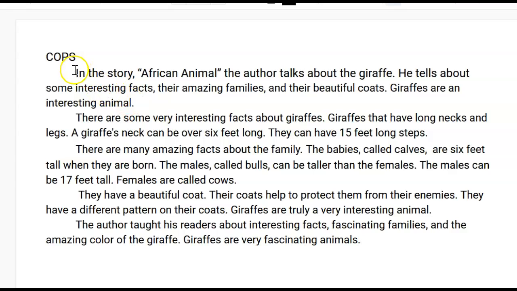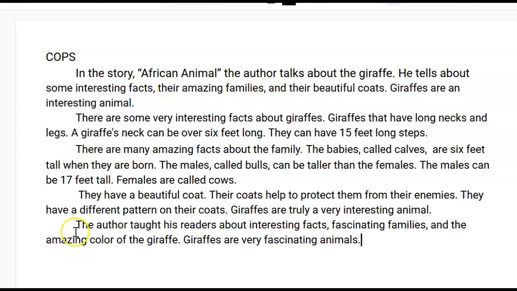Here we have it. We have our introduction paragraph. It tells the title. If we had the author's name, we could put the author's name. We might want to put in that this is a nonfiction story. We don't have to. He tells about, and now he's telling the main ideas, the interesting facts, families, coats, and then he gives his hook. Giraffes are an interesting animal. Excellent. Here's his 3 paragraphs, each about each of those different topics.